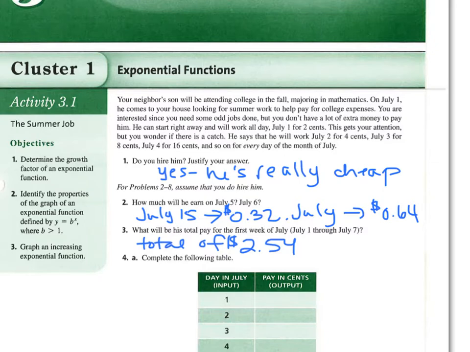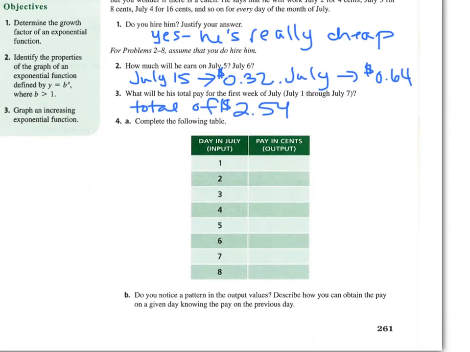Okay, so let's look at that table that they give us. Let's complete that. So we have already found most of these values. These are going to be in cents. So I'm not going to use a decimal point because my output's going to be in cents. So he makes 2 the first day, 4 cents, then 8 cents, then 16 cents, 32, 64, 128, and then 256. So that's what he makes each day.